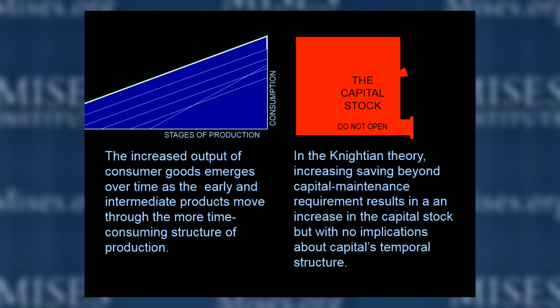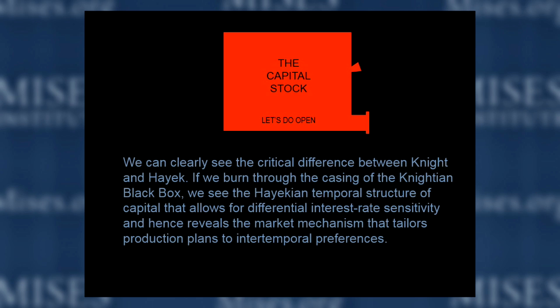So the increased output of consumer goods emerges over time as the early and intermediate products move to the more time-consuming structure of production. In the Knightian theory, increasing savings beyond capital maintenance requirements results in an increase in capital stock, but again, no implications about the saving. So we can clearly see the critical difference between Knight and Hayek. If we burn through the casing of the Knightian black box, we see the Hayekian temporal structure of capital that allows the differential interest rate sensitivities and hence reveals the market mechanism that tailors production plans to intertemporal preferences.